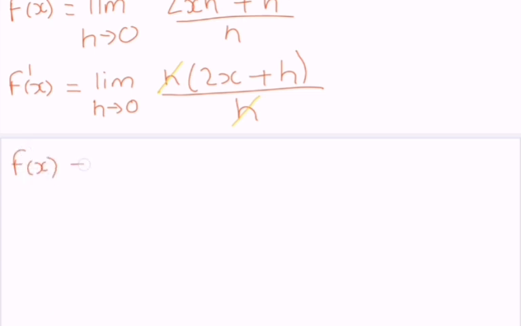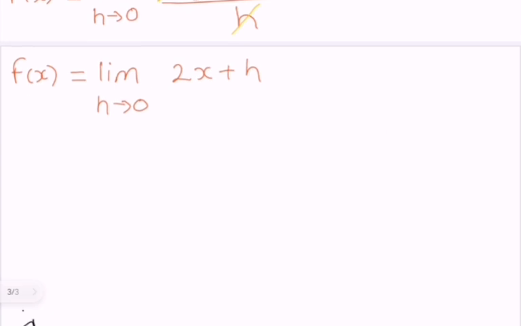f prime of x is equal to the limit as h approaches 0. We are left with what? With 2x plus h. So this is where we drop the h. This simply means whenever we see h, we must substitute what? 0. It is equal to 2x plus 0. Therefore, the derivative of x squared is equal to 2x.